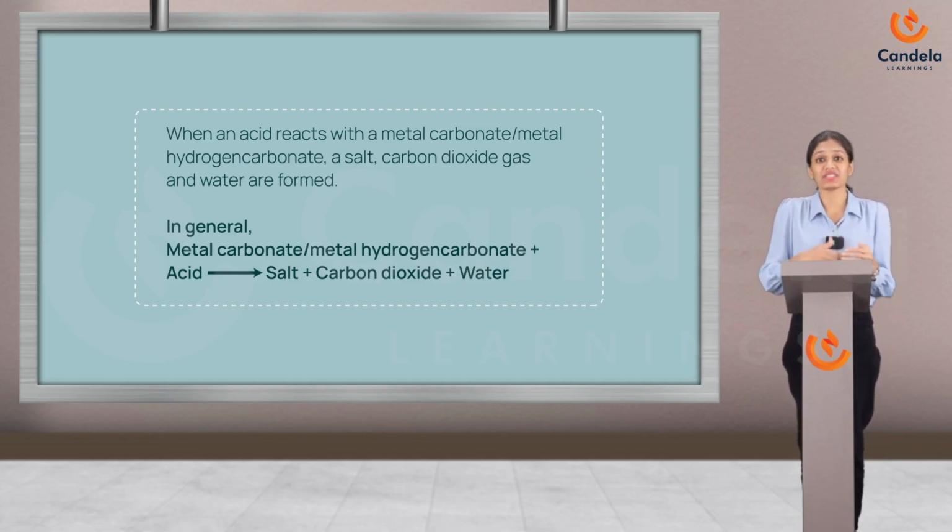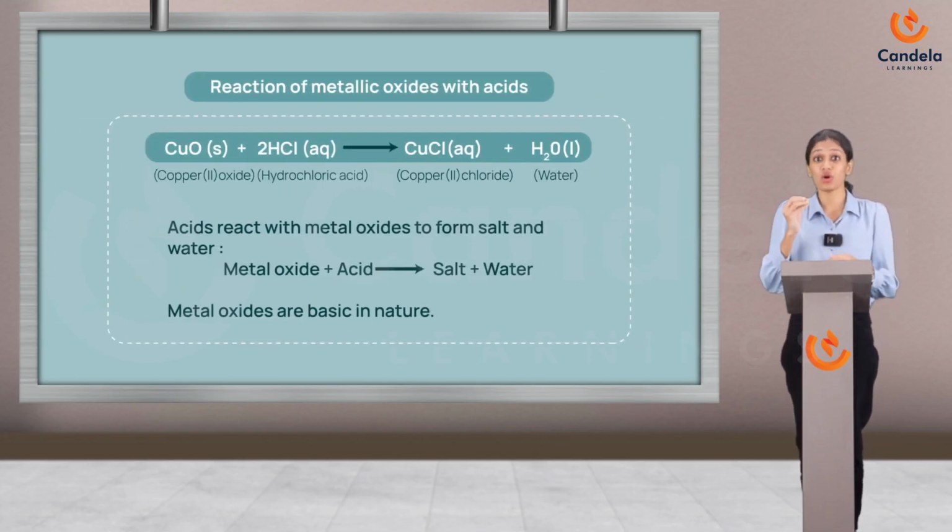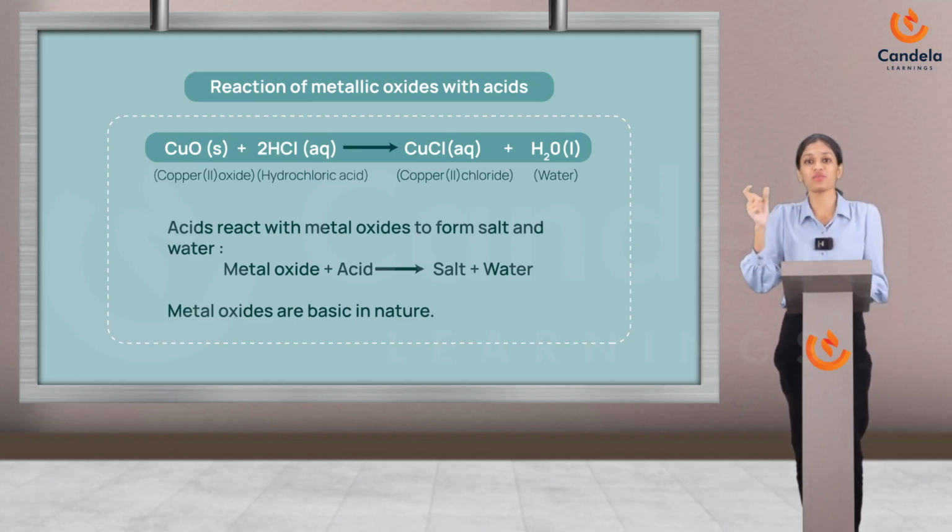Now what about the reaction of metallic oxides with acids? As an example of a metallic oxide, let's take copper oxide, and as an example of an acid, let's take hydrochloric acid. When copper oxide reacts with hydrochloric acid, it gives copper chloride along with water. Are you familiar with this reaction forming salt and water? Yes, it is a neutralization reaction. When a metal oxide reacts with an acid, it forms a salt and water. Thus, we can say that metallic oxides are basic in nature.